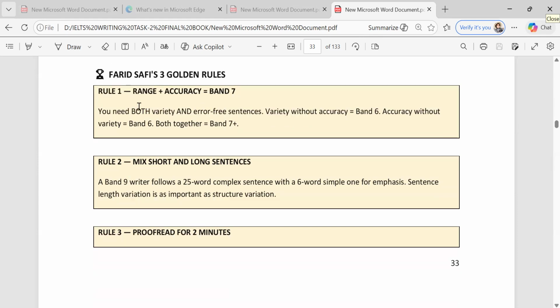Among the 3 golden rules, number 1, you need both variety and error-free sentences. Variety without accuracy, Band 6. Accuracy without variety, Band 6. Both together, Band 7 plus. Rule number 2, make short and long sentences, both. A Band 9 writer follows a 25% complex sentences mix with short sentences for emphasis, and sentence length variation is as important as structure variation. And rule number 3, always proofread for 2 minutes at the end.